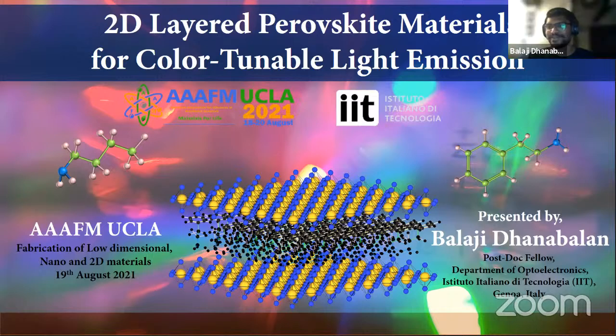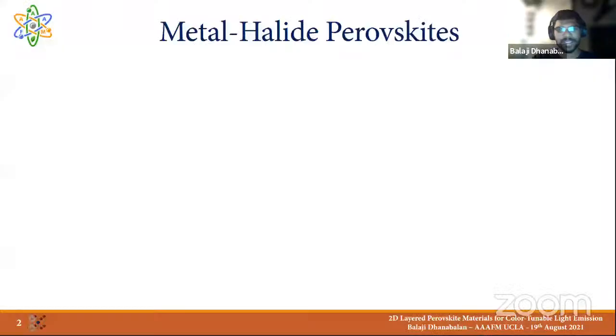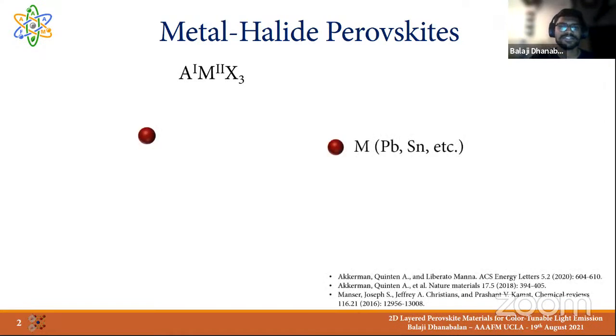I'm Balaji Dhanabalan. I'm a postdoc fellow at the Italian Institute of Technology, Genova in Italy. Today I'll be talking about 2D layered perovskite materials for color tunable light emission. Before going into the key results, I would like to give a brief introduction about these metal halide perovskites. These perovskites are semiconducting materials with the general formula AMX3, where M is the divalent metal, which coordinates with 6 halogens to form the octahedrons.